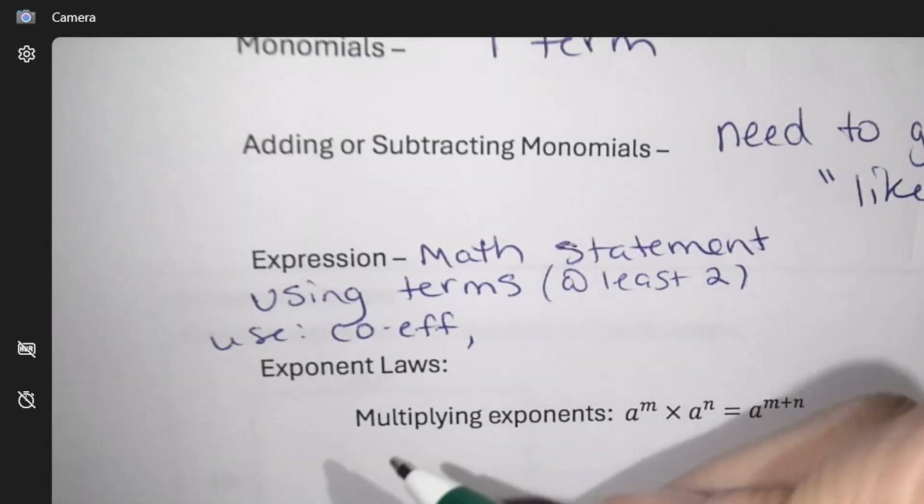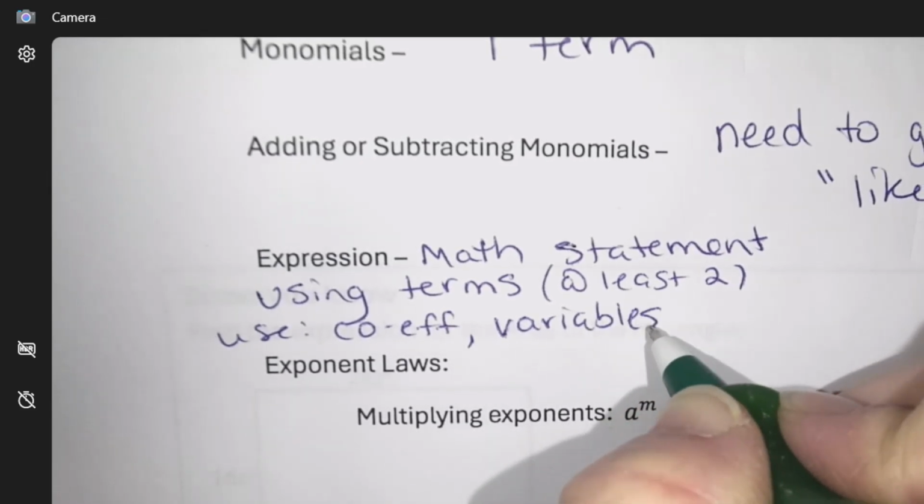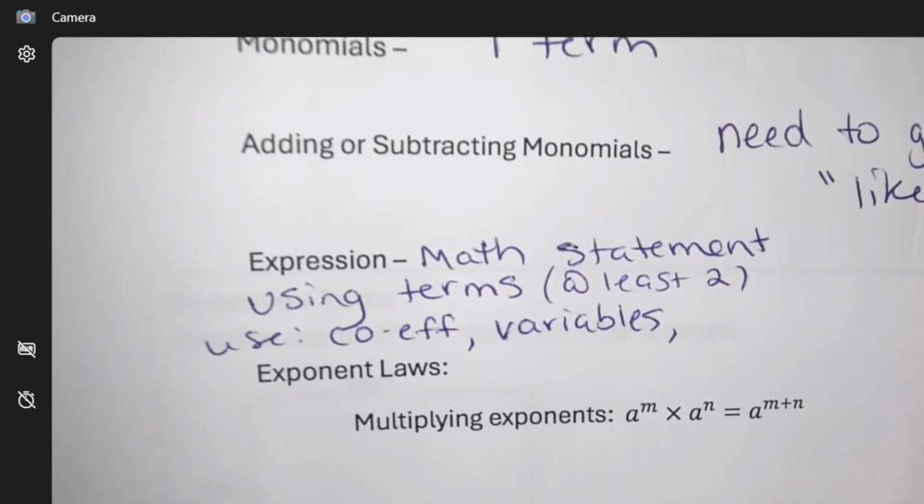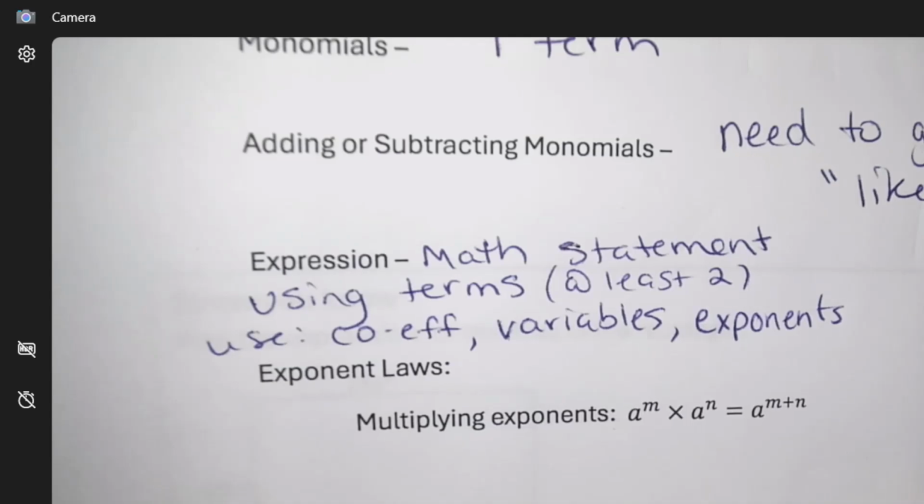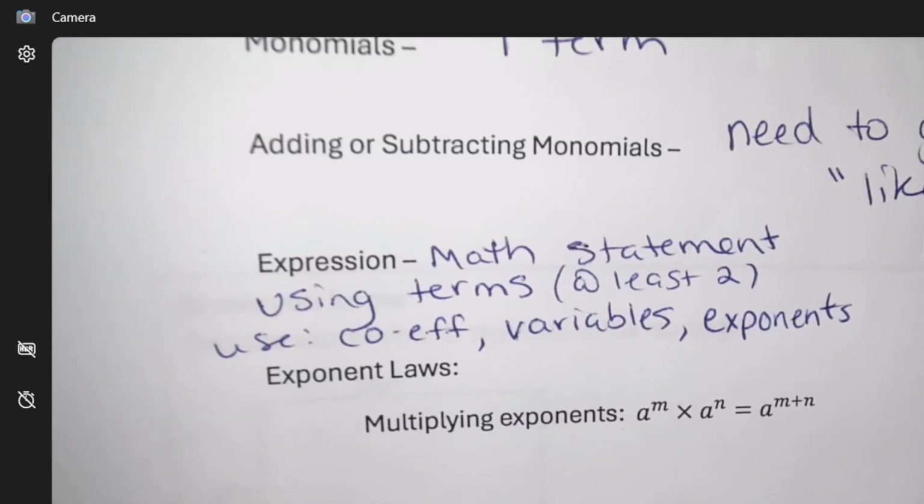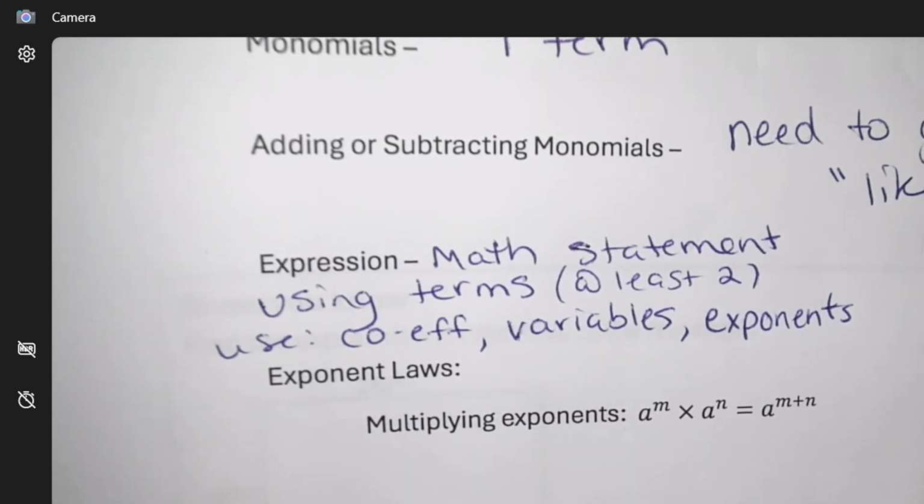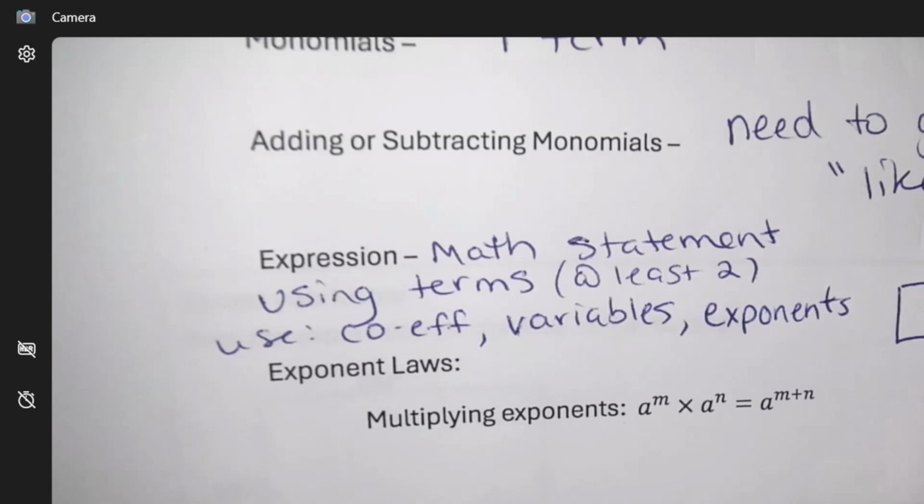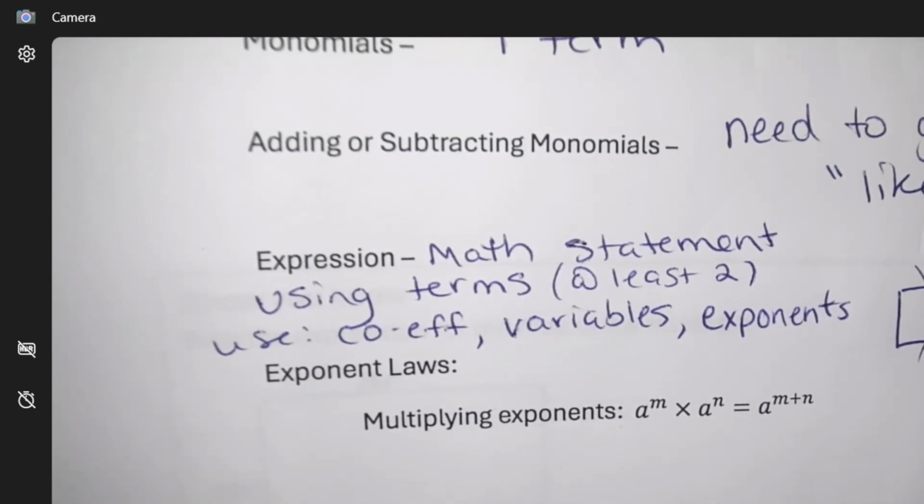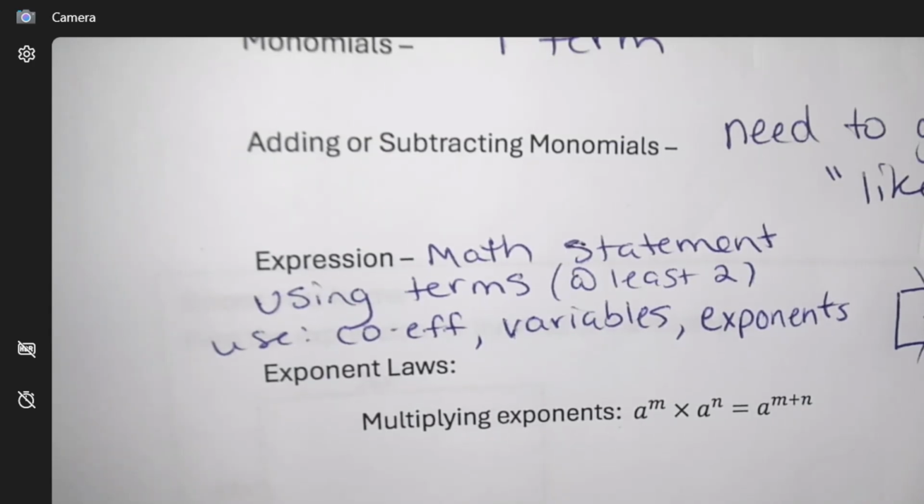5. Squared. You can use variables. So the variable is the x. You can use exponents. What doesn't an expression have in it? An equal sign. You don't have to write equals anything. So for instance, I don't want something like x equals 5 at the very end. That's not what I'm trying to get. It's just an expression.